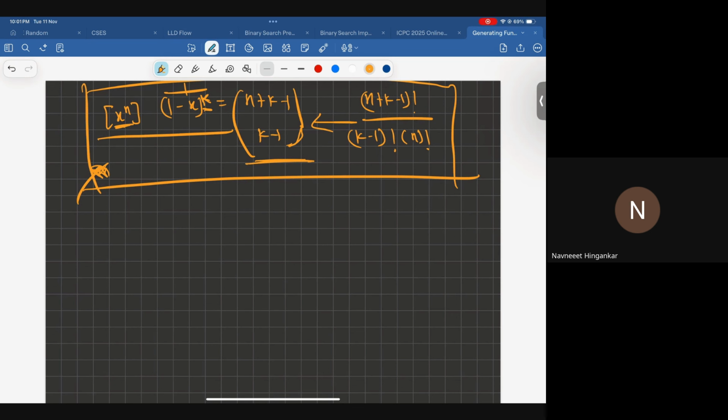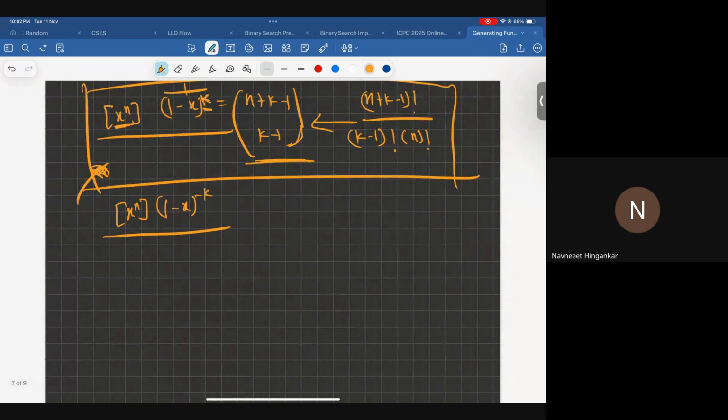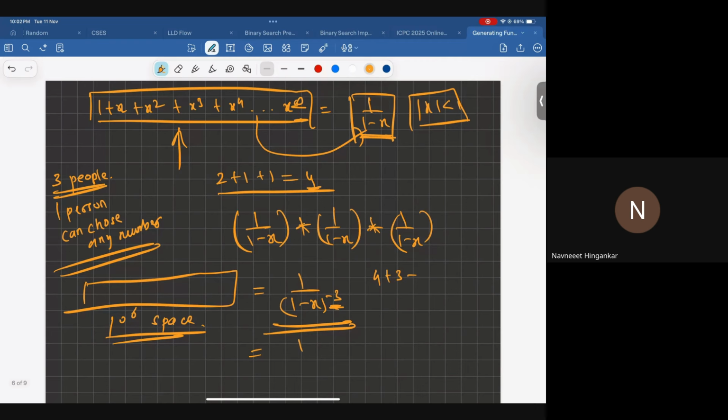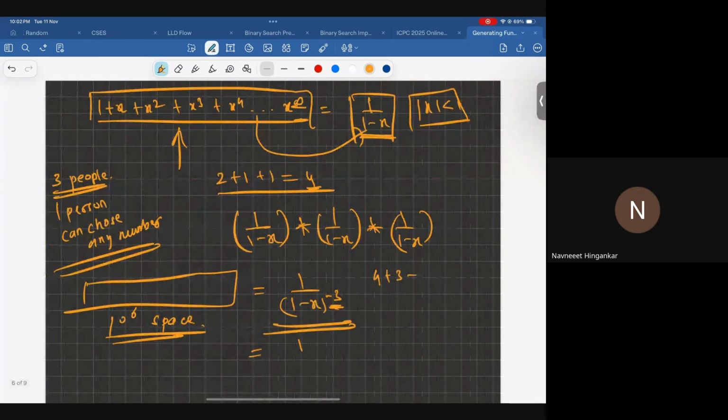So this is the formula: x raised to the power n over 1 minus x raised to the power k, or you can also write it like this: x raised to the power n times 1 minus x raised to the power minus k. Also you can write like this. So in this case, if I need the formula for 3 terms with sum 4, it becomes 4 plus 3 minus 1, because I need the x raised to the power n coefficient for 3 terms. 4 plus 3 minus 1, C 3 minus 1. I'm doing it correct, right?